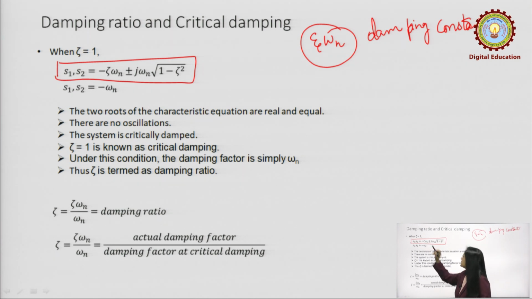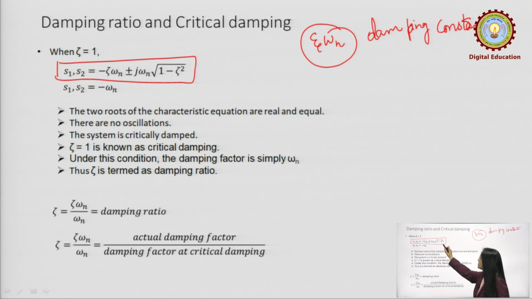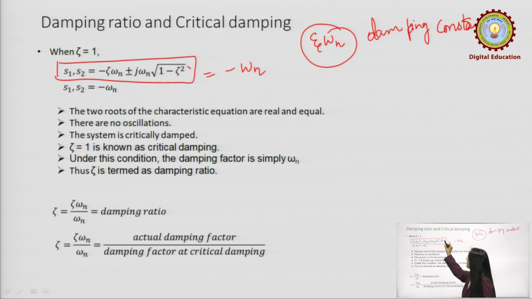And now we are using zeta as 1. So, when you substitute zeta as 1, what happens to the root? The root of the characteristic equation becomes simply minus omega n. There are two roots and the two roots have equal value, that is minus omega n. So, the two roots of the characteristic equation are real, there is no imaginary term, and they are both equal.